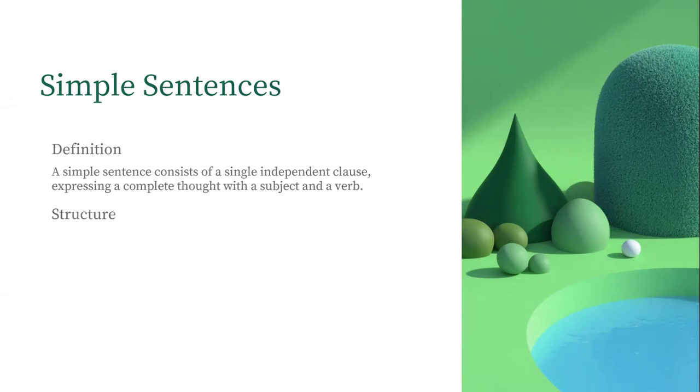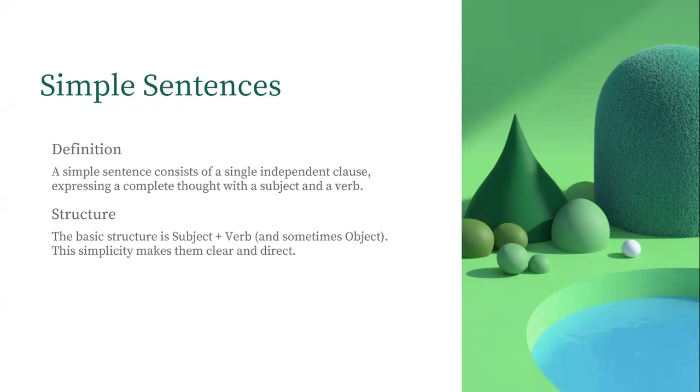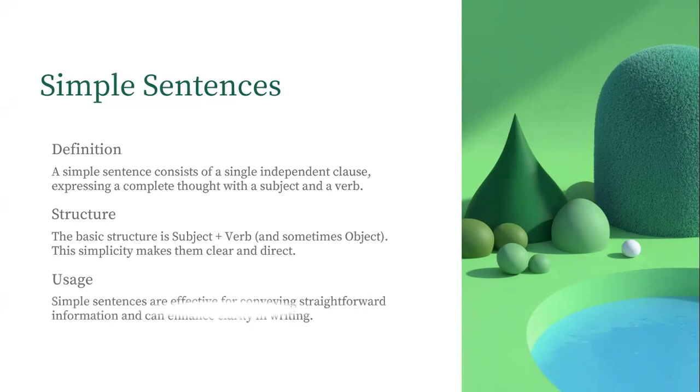So, in order to construct a simple sentence, you don't need to worry at all. You just have to follow the basic sentence structure of composing an effective sentence in the English language, which is subject, verb, and object. This simplicity makes them clear and direct. Simple sentences are basically used to convey a single and straightforward piece of information, an idea, or a thought, which can be further enhanced by using compound sentence structure or complex compound sentence structure.